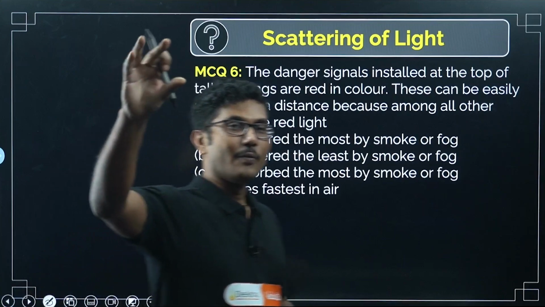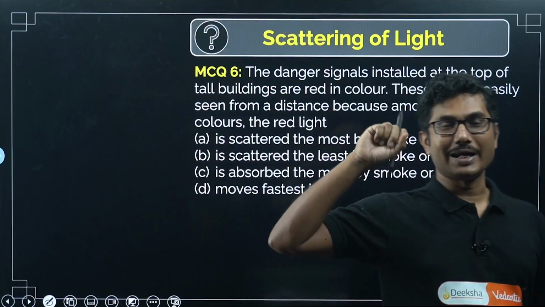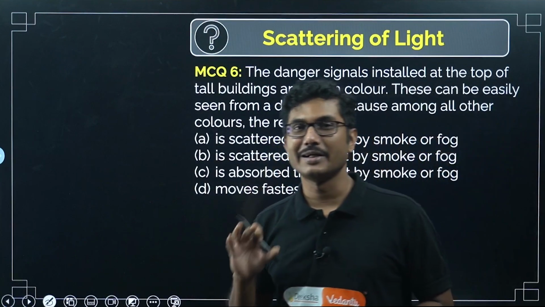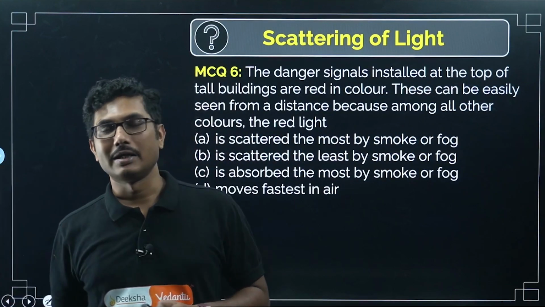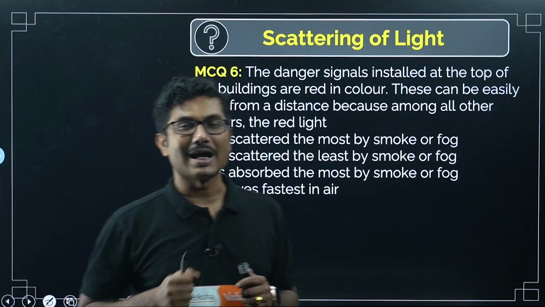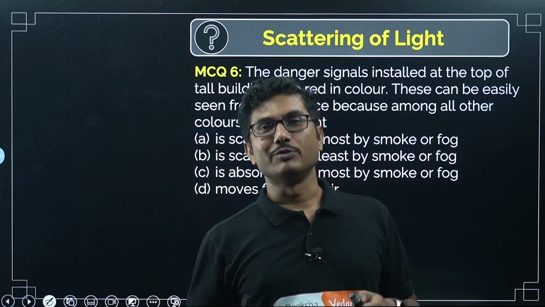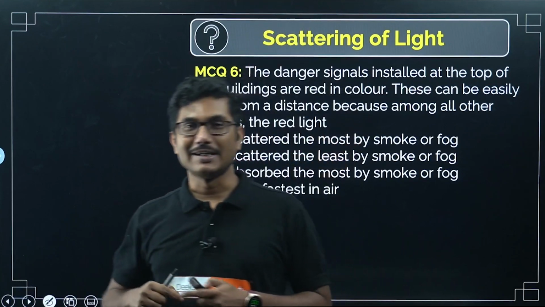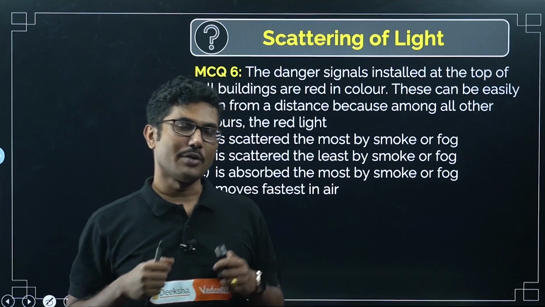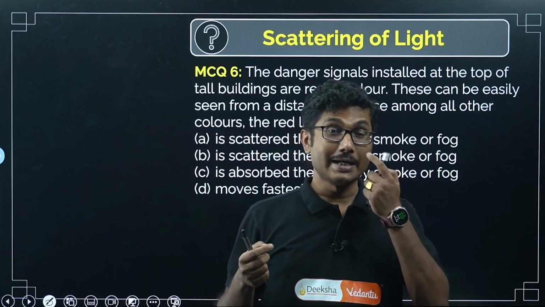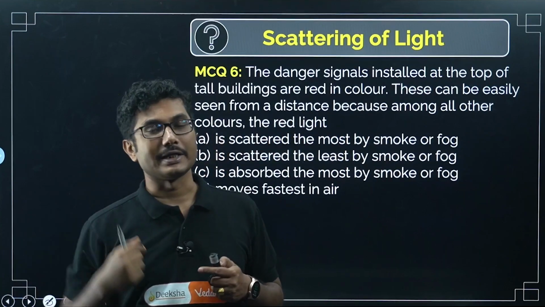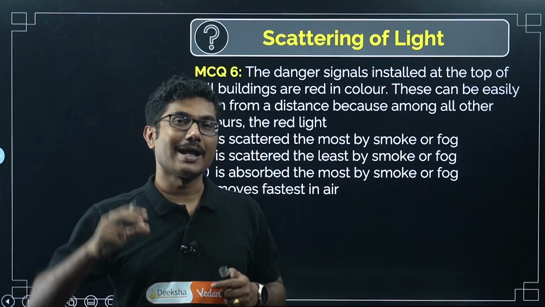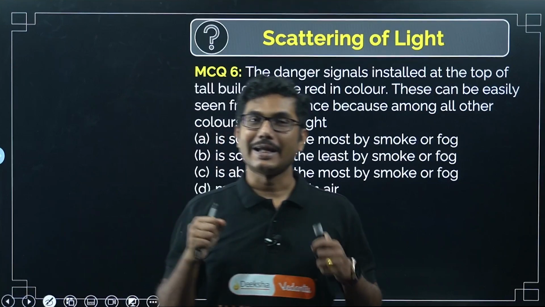Okay, why is the traffic signal red? Traffic signal is red because we can see the red color from a very long distance. So if you are driving a car or a bike or a cycle or a scooty, you can see that the signal is red. That means I have to slow down, I have to stop before the signal, right? So red light can be observed from a distance. That's why when a driver sees red, he can slow down.